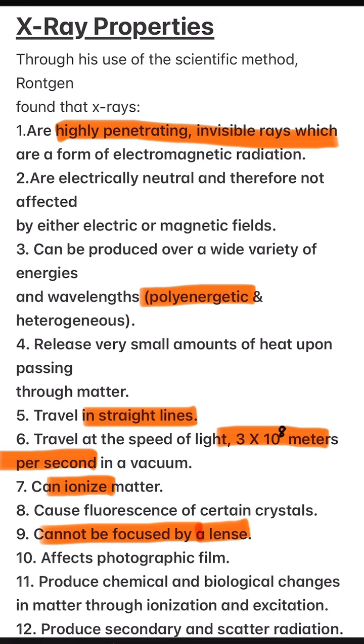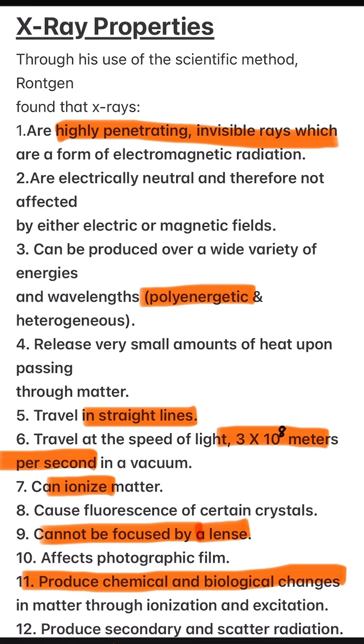Then the next property is that they produce chemical and biological changes in matter through ionization and excitation. Due to their high energy, they can interact with materials and living tissue very well and cause ionization by removing electrons, and this sometimes leads to chemical reactions. Along with this, they can cause biological changes, meaning they can damage cells as well as DNA, which can cause mutation or cell death in a patient.